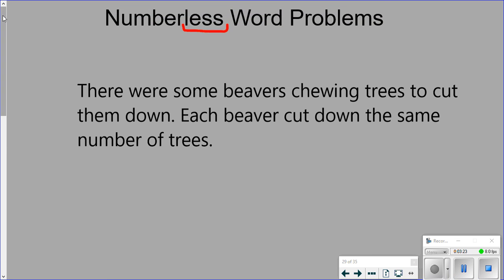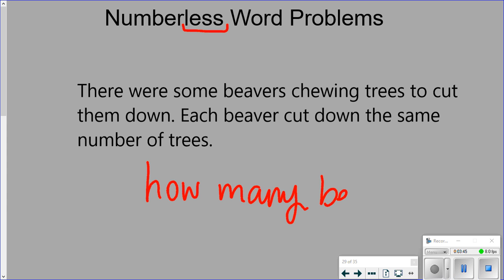There were some beavers chewing trees to cut them down. Each beaver cut down the same number of trees. What are some numbers we would need to know if we're solving this? Brandon, what's one number you would probably want to know? You might want to know how many beavers there are. Yeah, I might want to know how many beavers. Are we talking about 4 beavers? Are we talking about 50 beavers? 5,000? Because that's going to change our tree situation.